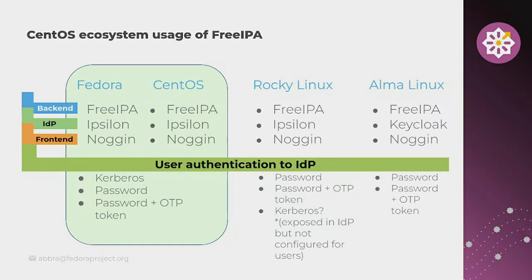On the Alma side, you can use password and token for the authentication, but their Keycloak identity provider is not configured to use Kerberos at all, so you cannot use Kerberos. Whatever they are doing internally, they are not. My understanding is that the build system, Peridot, is not even connected to this system. It's using, actually, Google authentication. That's them, right. That's another kind of split. The Peridot system is not connected to the IPA environment.